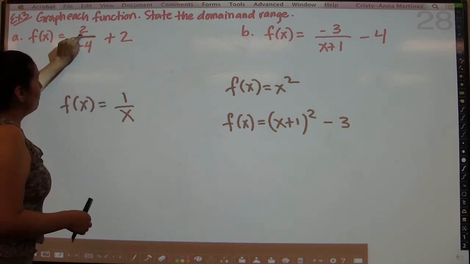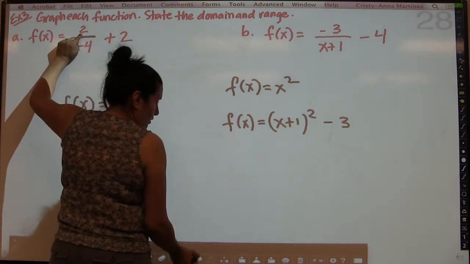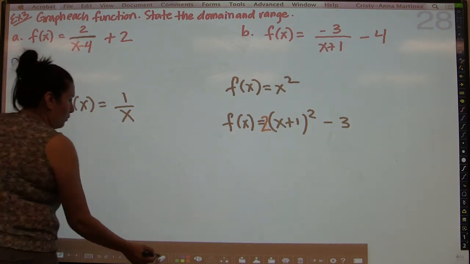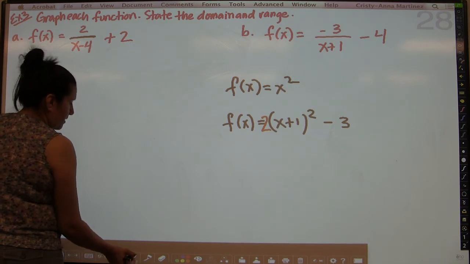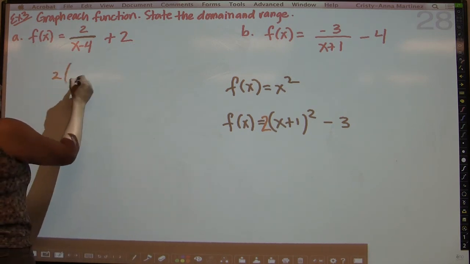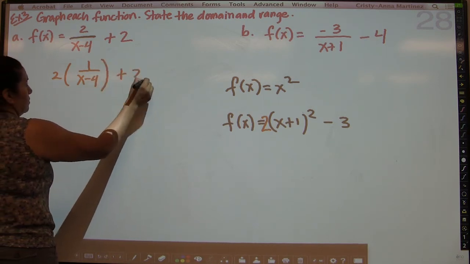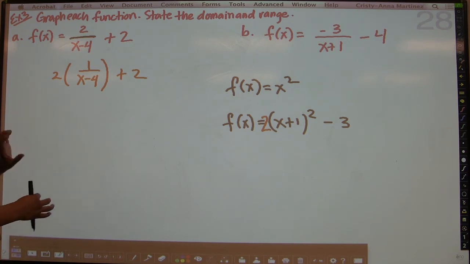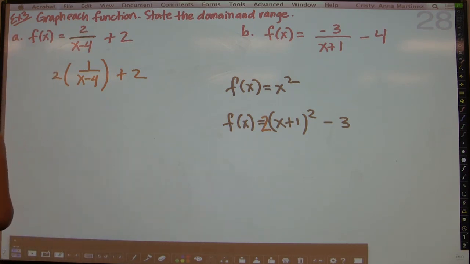And then the 2 in front is going to be like the number that you would put in front of the parentheses, because I could rewrite this function as 2 times 1 over x minus 4 plus 2. So the 2 is kind of like that vertical stretch factor. And again, if it was positive or negative, it would basically invert your hyperbola.